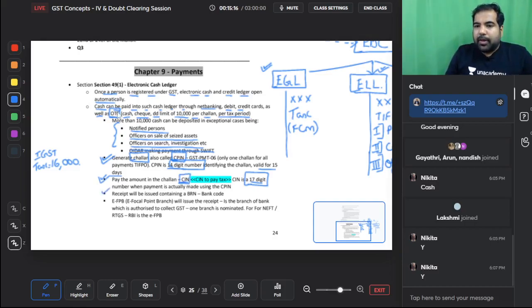Now, whenever you do any transaction online using a bank account, you get a bank reference number. In the same way here also you'll get a bank reference number, which is not important. CPIN is important, SIN is important.